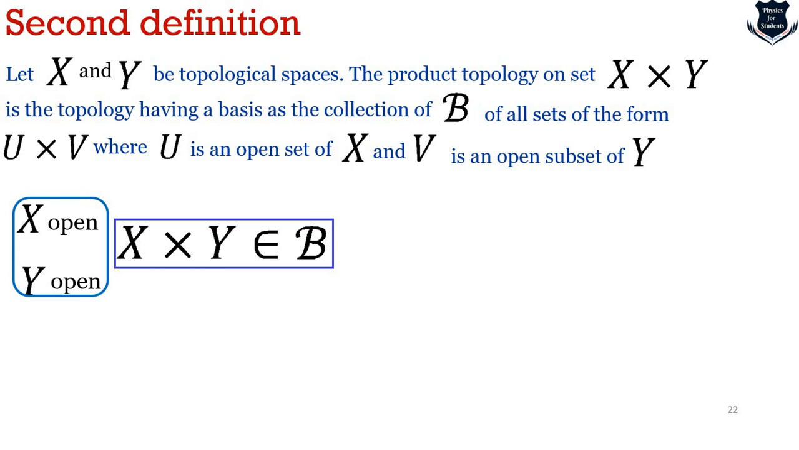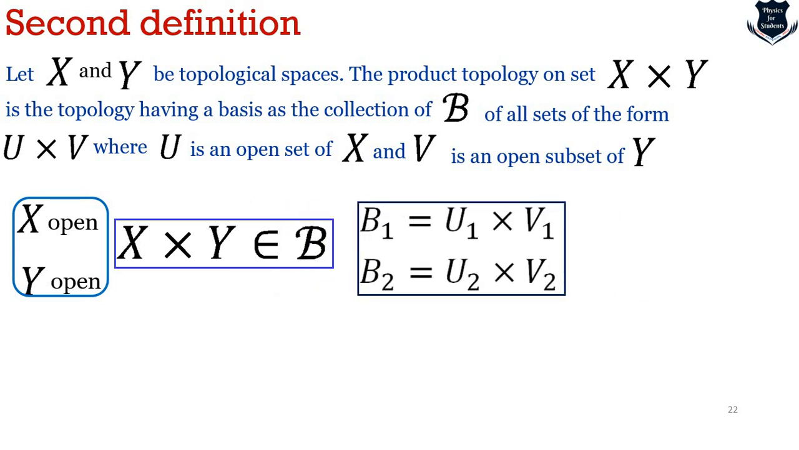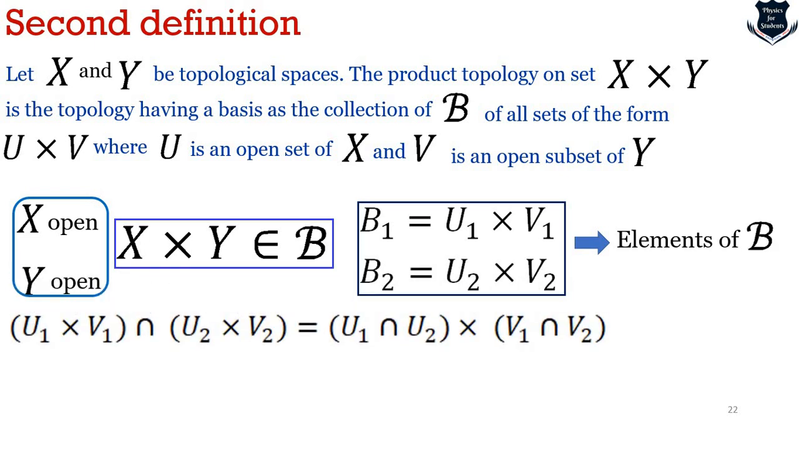So the first part of the definition is satisfied. Now for the second part of the definition, we will consider B1 and B2 equal to U1 multiplied by V1 and U2 multiplied by V2. And these are elements of B, this curly B, right? Then this condition is a basis element, right? You have seen this earlier: U1 multiplied by V1 intersected with U2 multiplied by V2 equals the intersection of U1, U2 multiplied by the intersection of V1, V2, right?